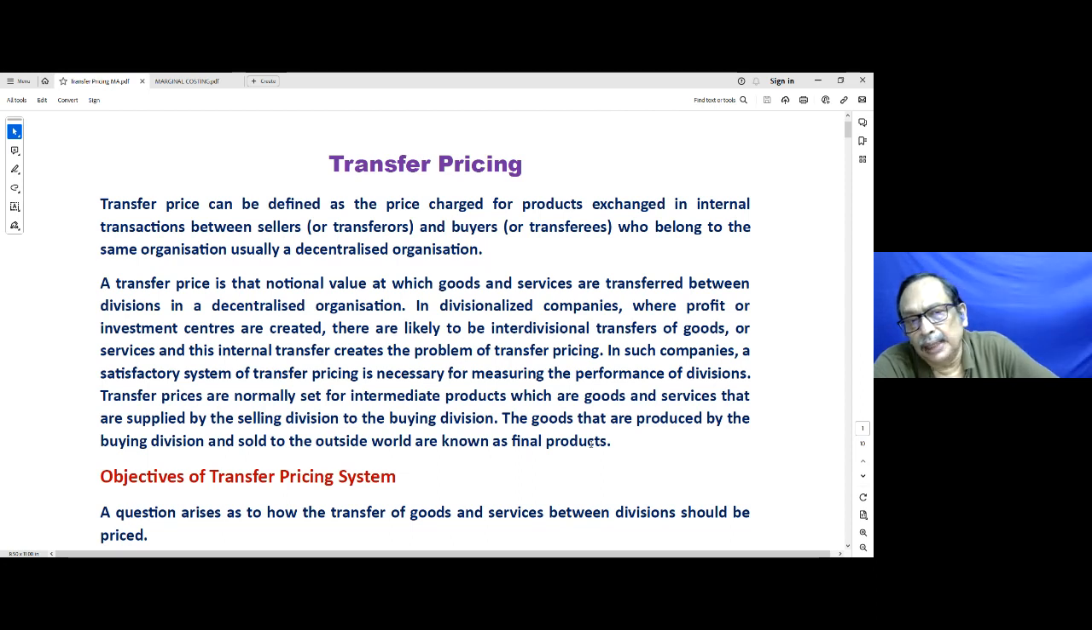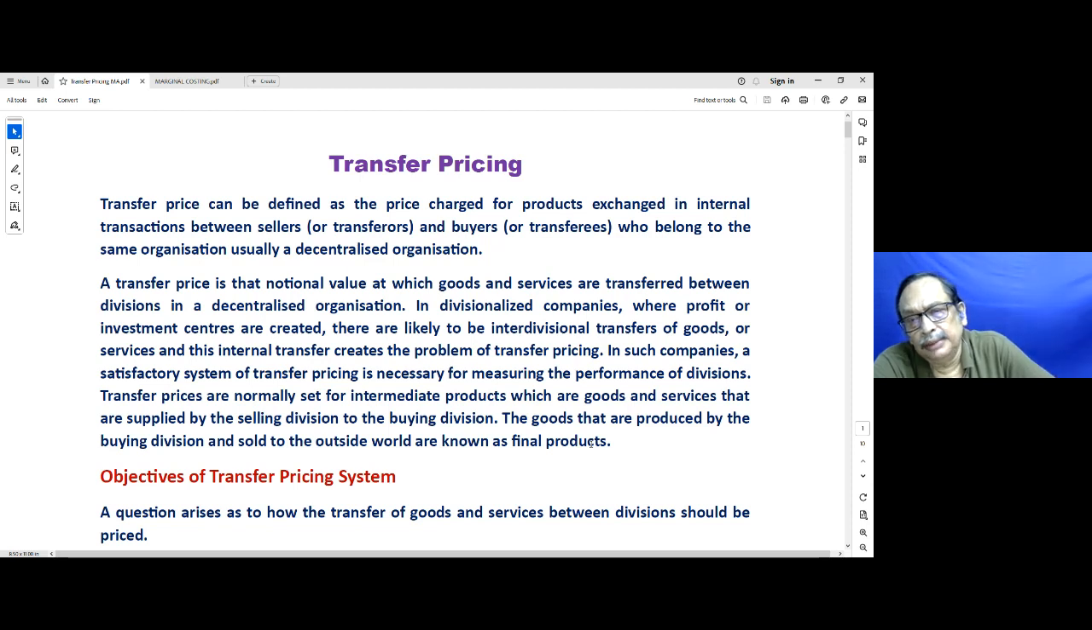Now, a transfer price is that notional value at which goods and services are transferred between divisions in a decentralized organization. Now, I am giving emphasis on notional value. Say, if division A is transferring certain goods at a unit price of rupees 100 to division B, then the revenue of division A, that is selling or sales of division A, will be the purchase of division B. So selling and purchasing cancels out. Nothing will come under the head office. So that's why it is called notional value.